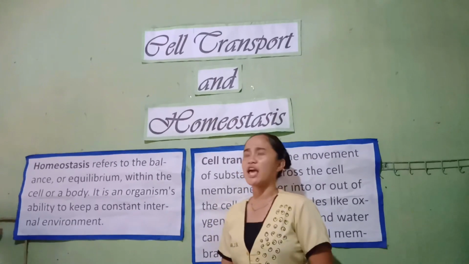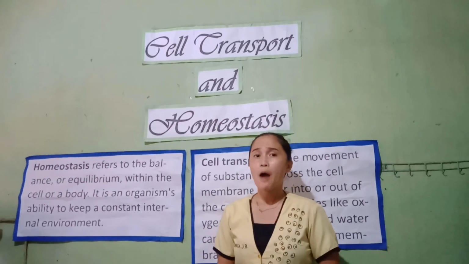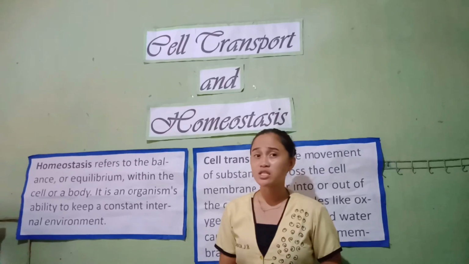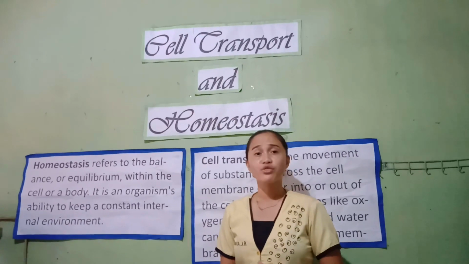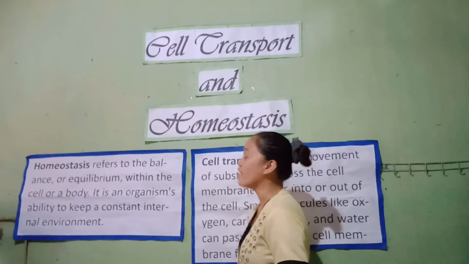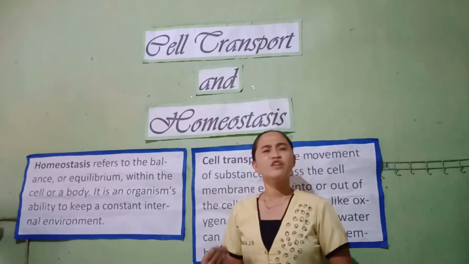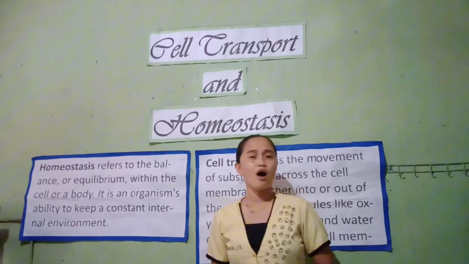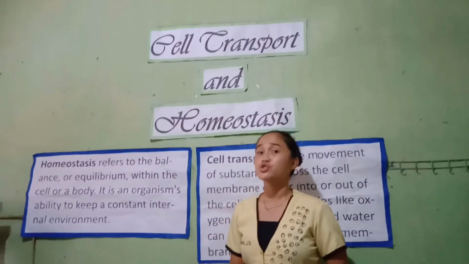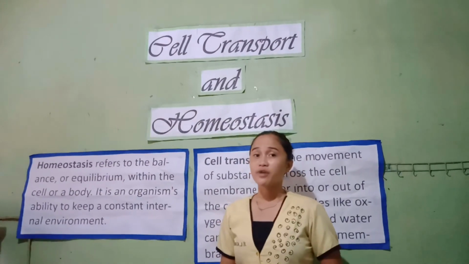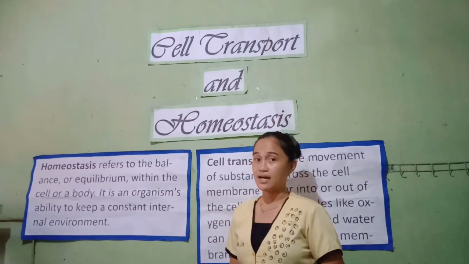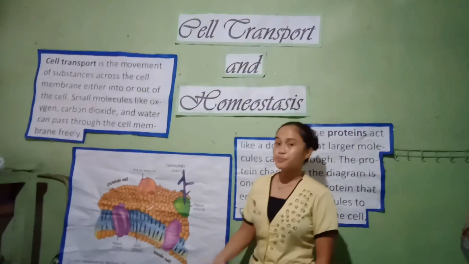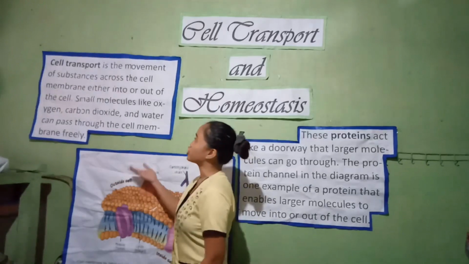Abiotic factors like temperature and pH must be kept at the right levels to support the life process. So individual cells must maintain homeostasis. This includes keeping the right amount of salt, water, sugars, and other molecules in the cell. So let's proceed to cell transport.